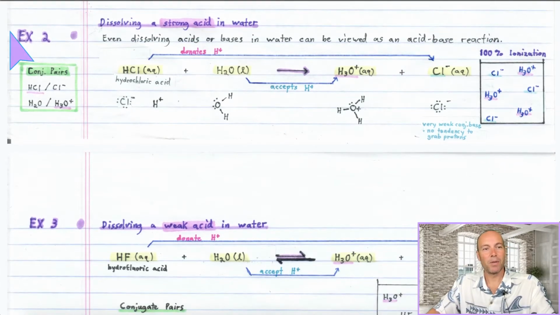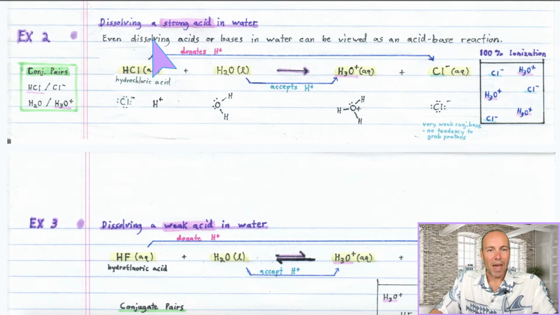Our next example shows us that even dissolving acids or bases in water can be viewed as acid-base reactions. So in this example, we'll look at dissolving a strong acid in water. And for the strong acid, we'll take hydrochloric acid again.